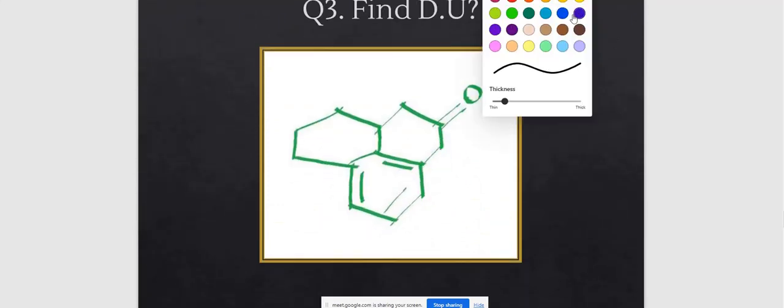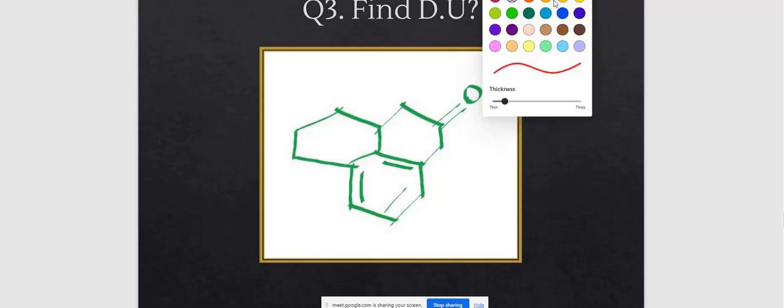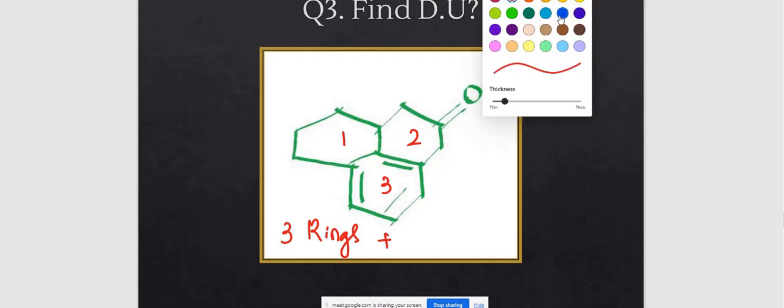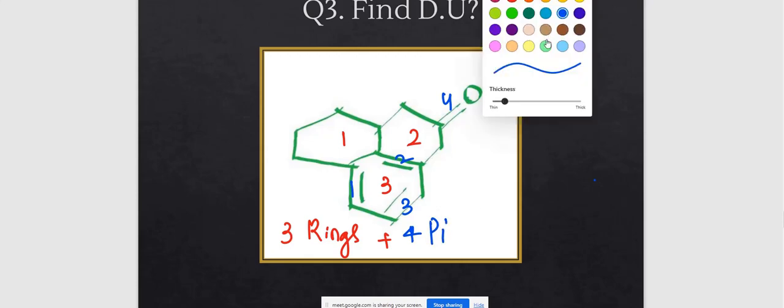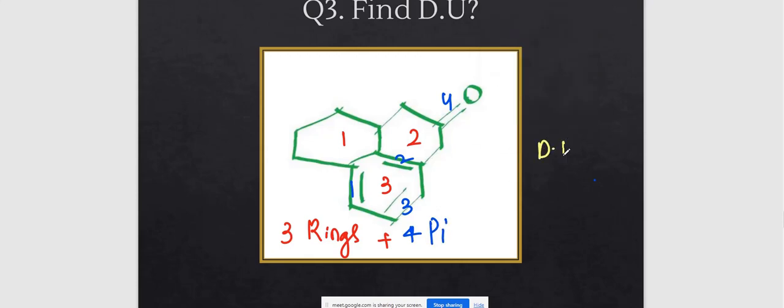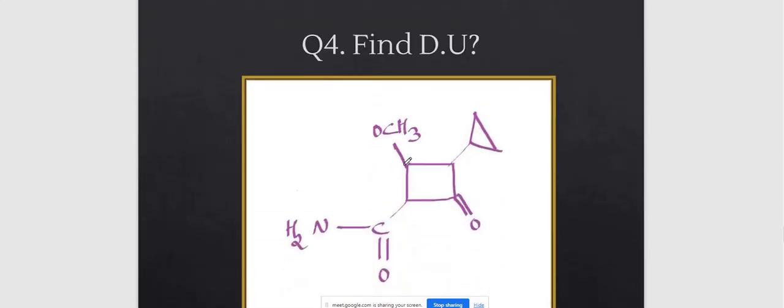Now go through this question. How many rings are present? 3 rings. 1, 2, 3. So rings are 3. And how many pi bonds? 2. Only 2. Sorry, 4. So 1, 2, 3 and 4. So we have 4 pi bonds. What is the total DBE value now? 3 plus 4, 7.